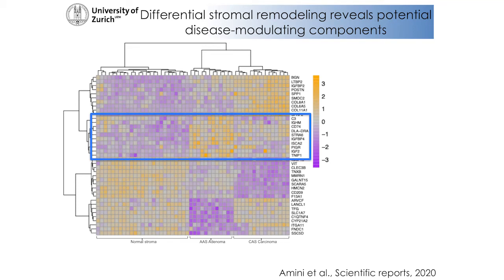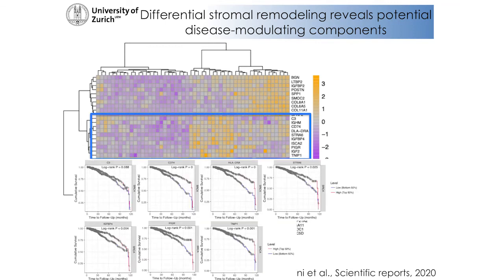We then went on to check the influence of the expression level of these genes on the cumulative survival of the TCGA breast cancer dataset. Interestingly enough, when we divided the tumors into low expressing and high expressing with the cutoff set at 50%, the tumors with high expression of 7 of these 10 genes in this cluster showed significantly better patient survival than the tumors that had low expression of these targets. Therefore, these results suggest that differential stromal remodeling between benign and malignant tumors can identify potential disease-modulating components in both human as well as canine mammary carcinomas.